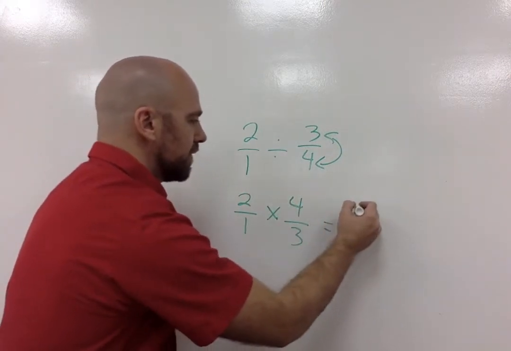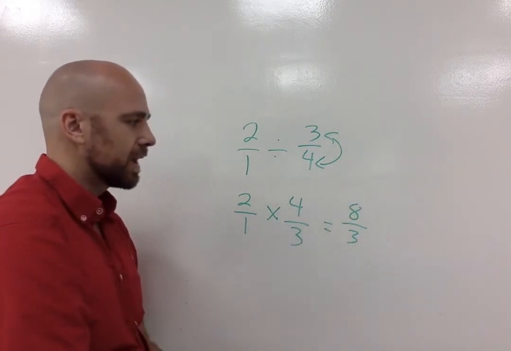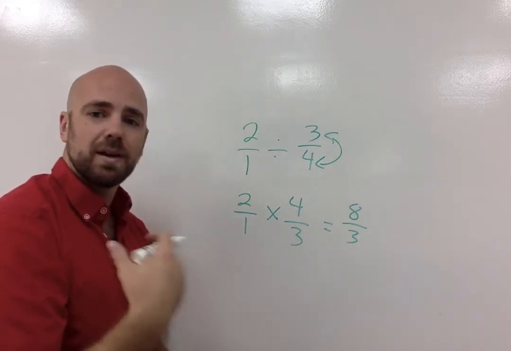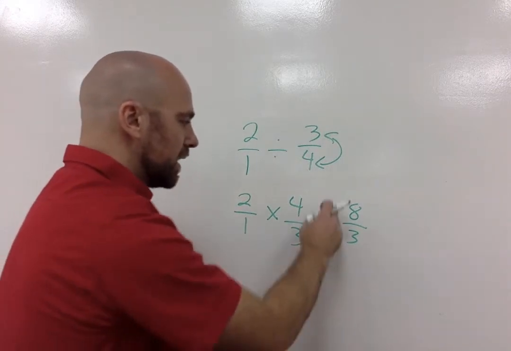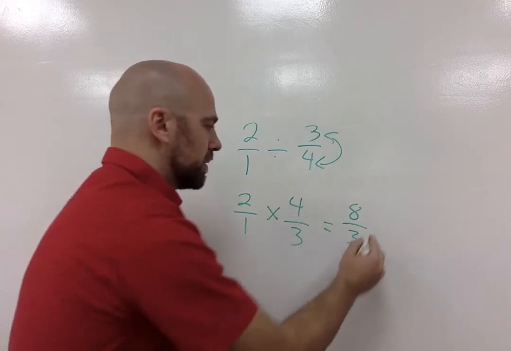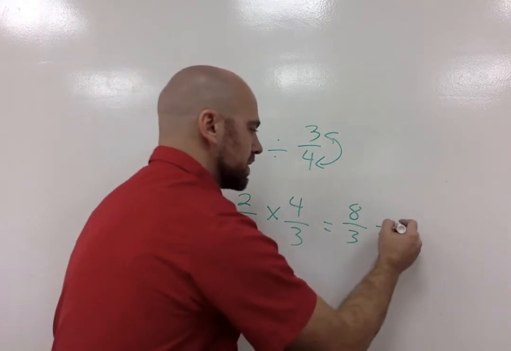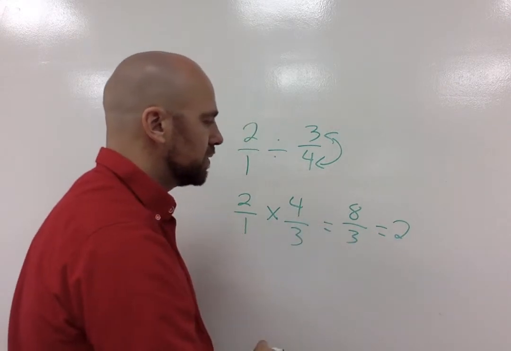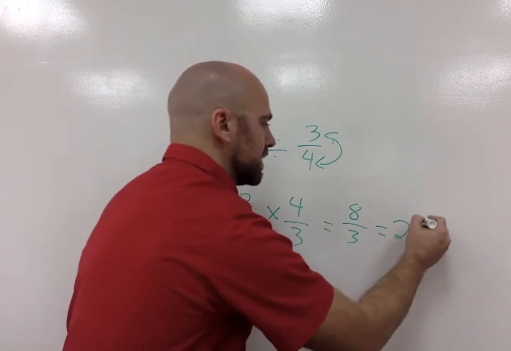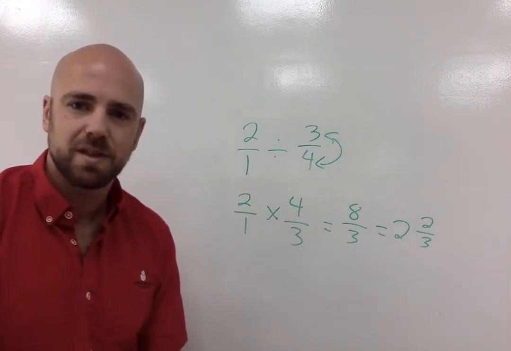So 2 times 4 is 8. 1 times 3 is 3. So remember what we had last time? We had 2 and 2 thirds. Let's see what we get here. I'm going to remove the whole numbers. 3 can go into 8 twice. 3 times 2 is 6. 8 minus 6 is 2 thirds. Hey, that gave me the same thing.